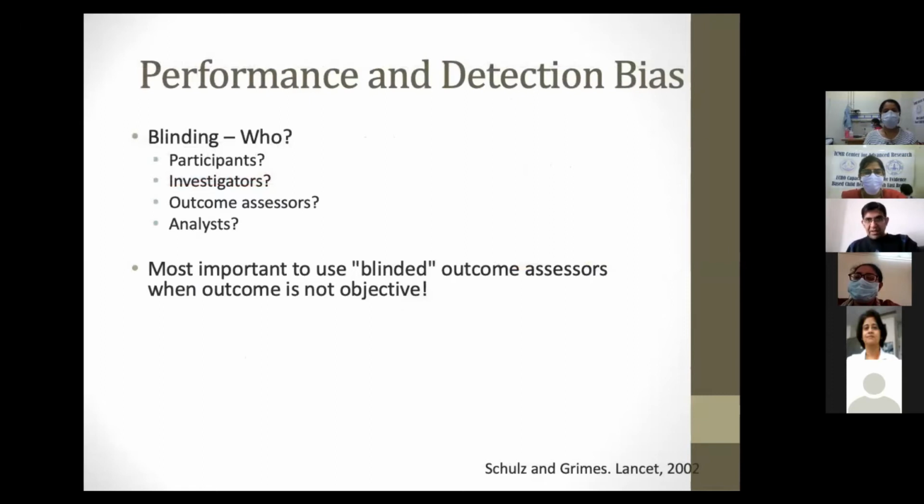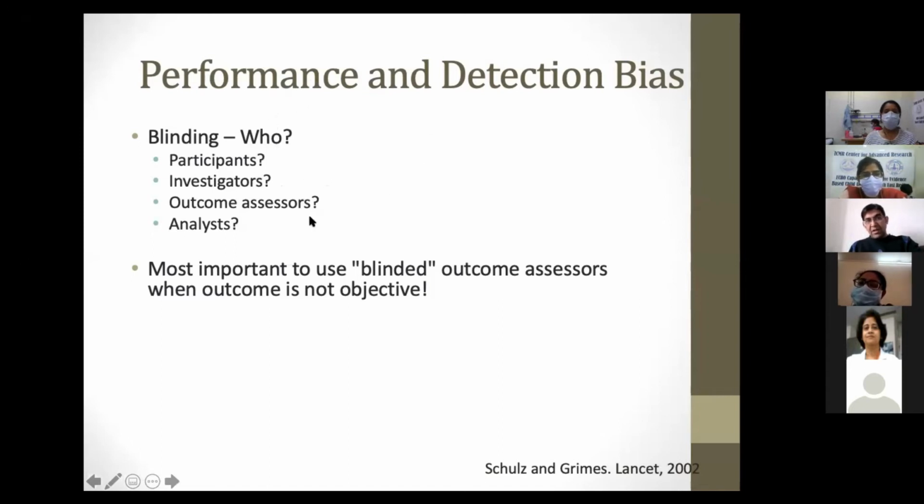Then comes the performance and detection bias. It is basically related to the blinding or masking of the participants. So who is blinded? Only participants, only investigators, or both, or outcome assessors, or analysts, or all of the four. It basically helps you to prevent performance bias. If the participant knows what treatment he is going to get, or the investigator is aware of the treatment the participant is getting, then he can be biased towards that, and there could be some performance bias introduced.